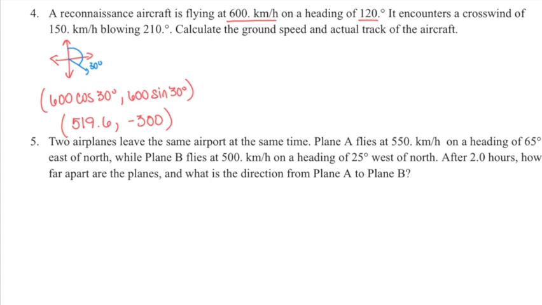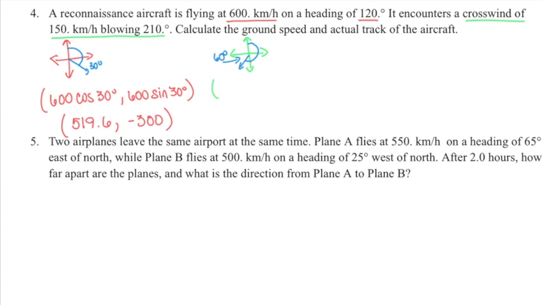So the next one is a crosswind of 150 kilometers per hour blowing at 210 degrees. So when I'm looking at this one, again, you can sketch it if you want to. 210 degrees, again, is going to be a bearing. So it is going to be 90, 180. We're actually going to use my 270. So I am going to be how far away from 270? Yes, 60 degrees. So the reference angle that I'm going to use here is going to be that 60 degrees, closest x-axis.